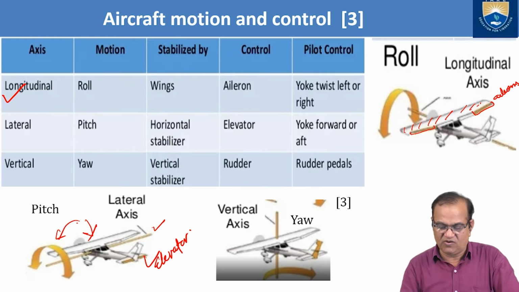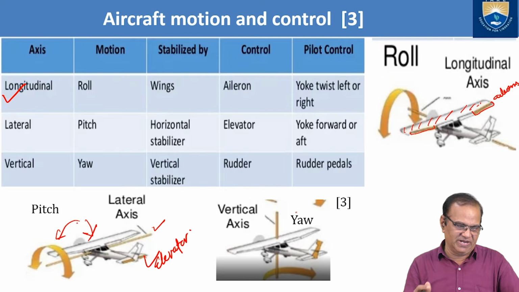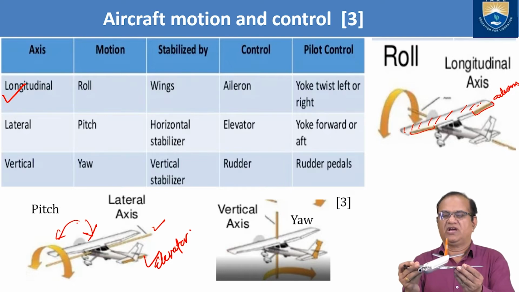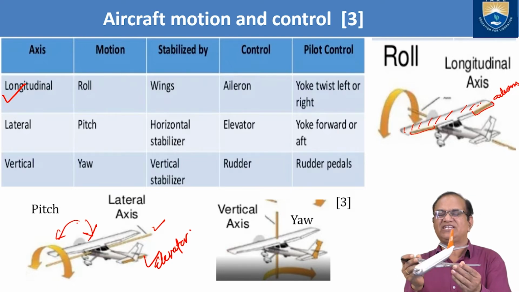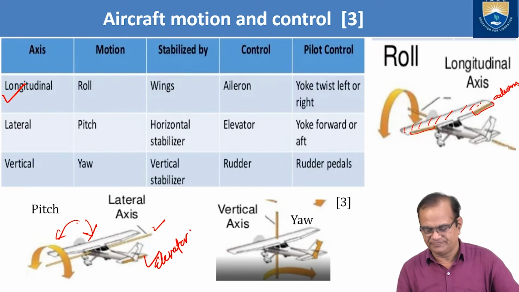Third case is the vertical axis. In vertical axis, yawing will happen. Yawing means nose left or nose right. It is called the yawing. Yaw will happen in the vertical axis.